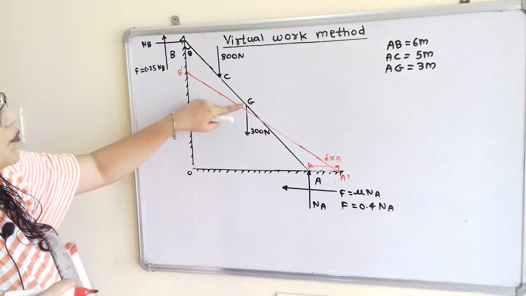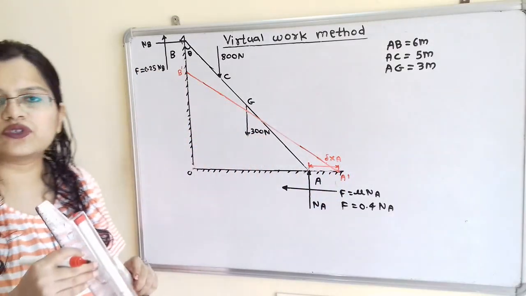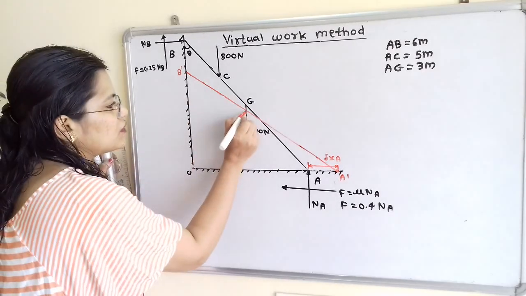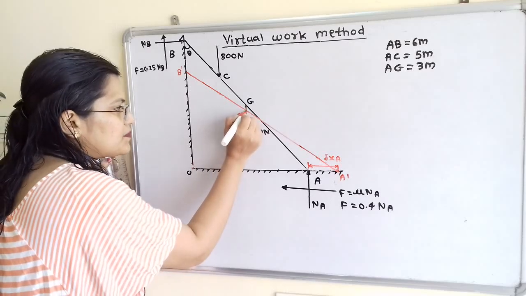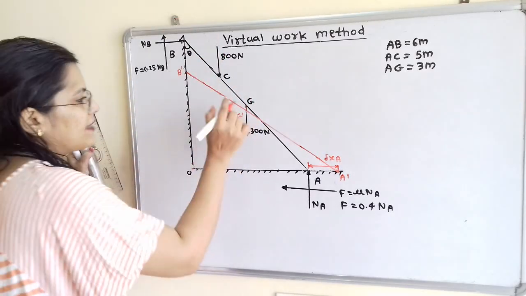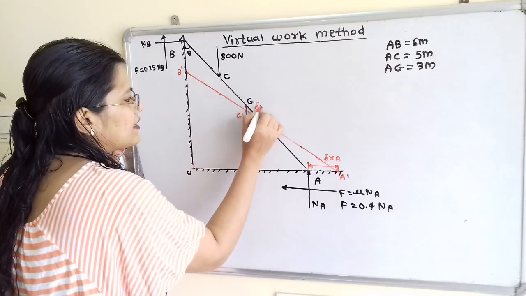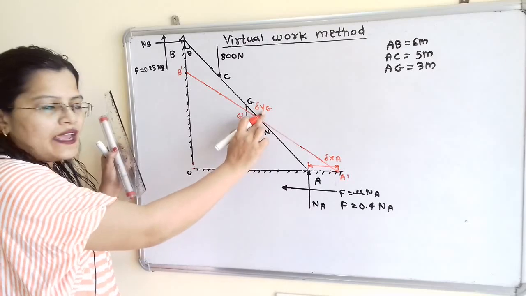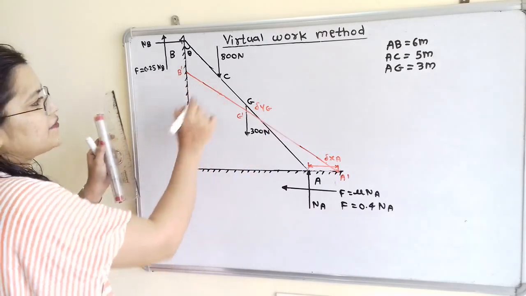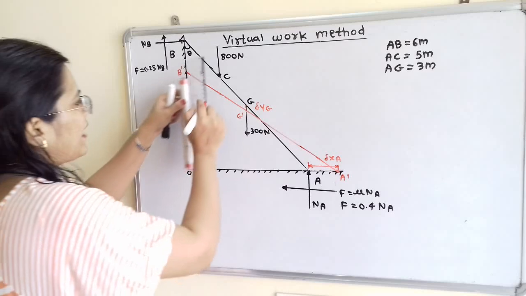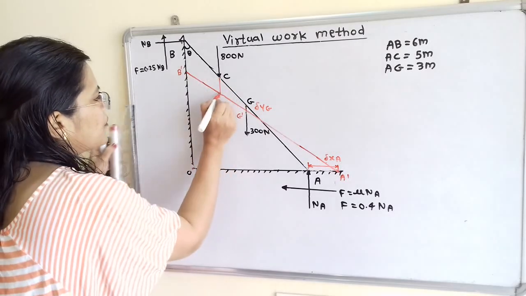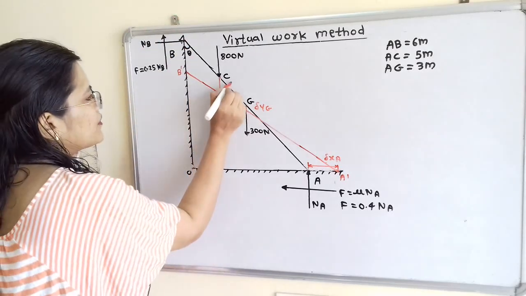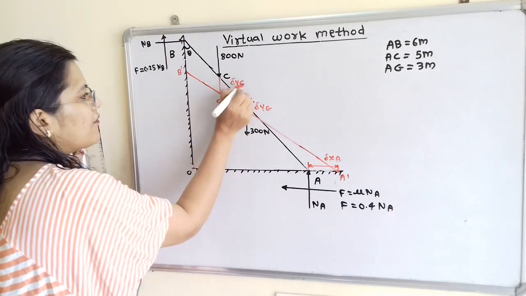Now next point is point G, where force 300 Newton is acting. And at this point G, the displacement is from G to G dash. Now this displacement is along the vertical line. So this displacement is delta YG. So for this vertical displacement we will use Y. Then next is point C, where the force 800 Newton acts. And here new position is from C to C dash. So this displacement is along the vertical line. So we can say that the displacement is delta YC.